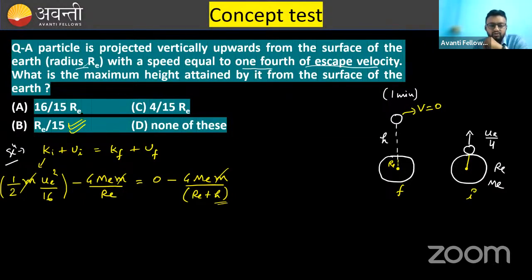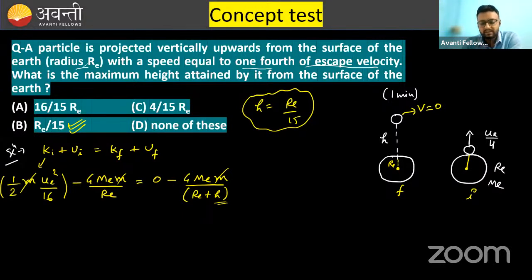I am not solving the question ahead. I have placed the values. You need to solve it and you will get the answer as Re by 15. This is what h will be. After solving, h will be Re by 15, because I need to discuss some more new concepts here. That's why I'm not solving it out. You can solve it out easily. It's quite simple mathematics. Moving further, if you have any doubt, you can ask.